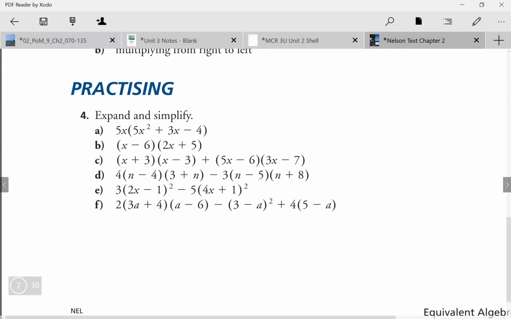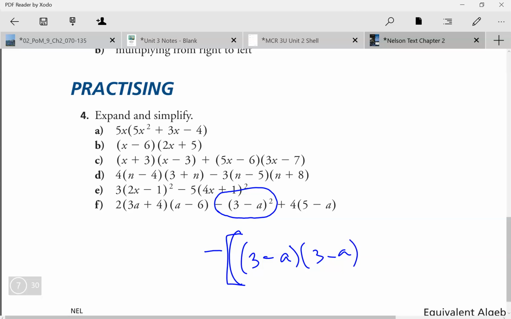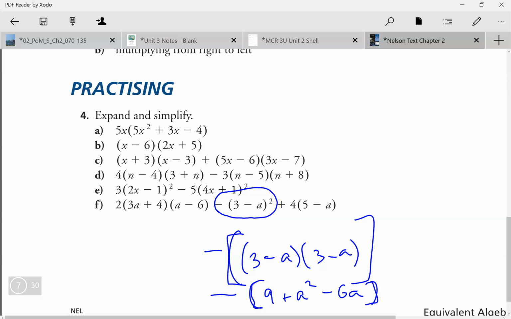I'll just point out that, again, look at this little tricky thing over here. We have negative of 3 minus a squared. Again, this is just negative. You put the bracket and you do 3 minus a times 3 minus a. And interestingly here, you will get the same answer if you do a minus 3 times a minus 3. It's just like 9 plus a squared minus 6a. But there's a minus outside that, sorry. So you have to distribute the minus.